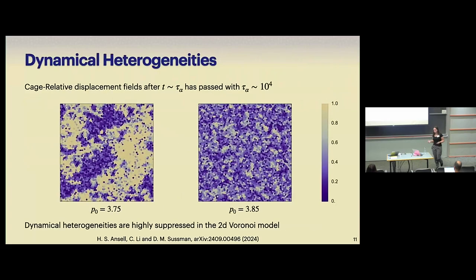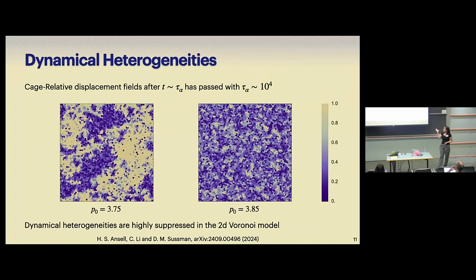So we can look more at the dynamical heterogeneities, and what I'm showing here is a visual representation of them. These are snapshots of our system where we're showing each cell, and each cell is colored according to how far it's moved after a timescale tau alpha has passed. This shows how far the cells have moved relative to their neighbors at the initial timescale. On the left, we see what you would expect if you have dynamical heterogeneities. We have these blue regions where things haven't really moved much, and then we have these white regions of cells that have moved relative to their neighbors.